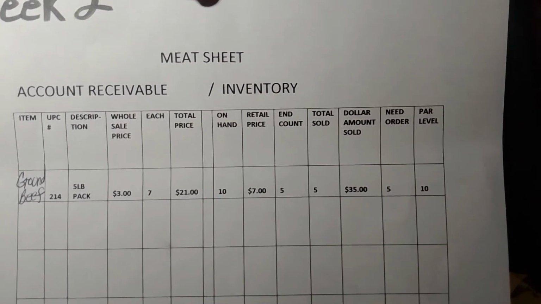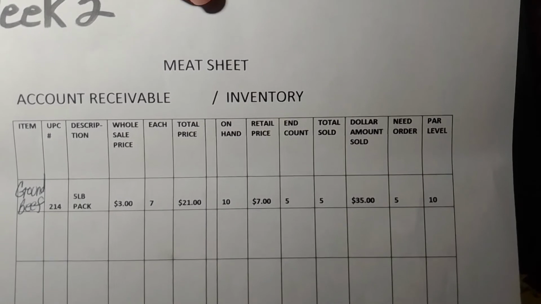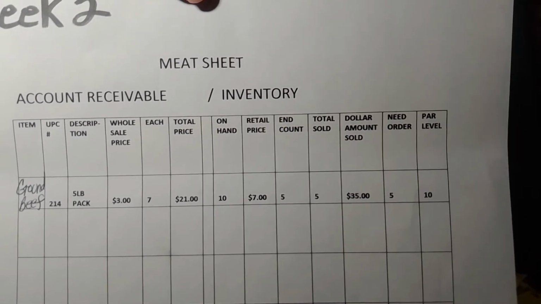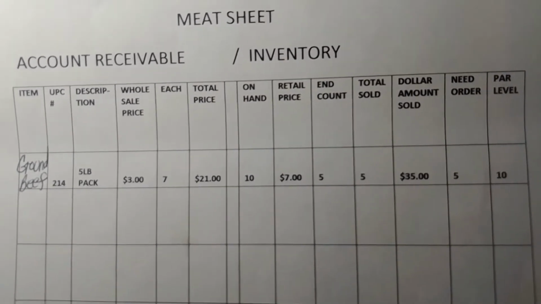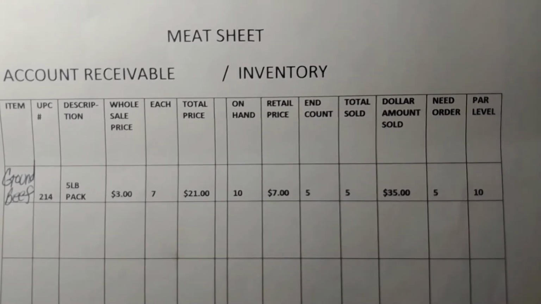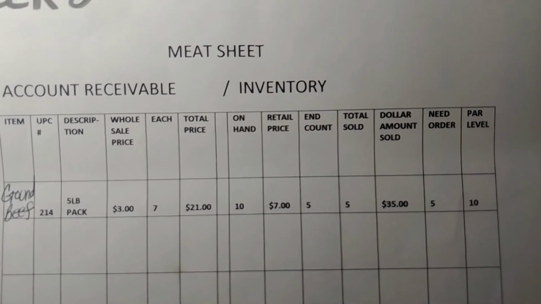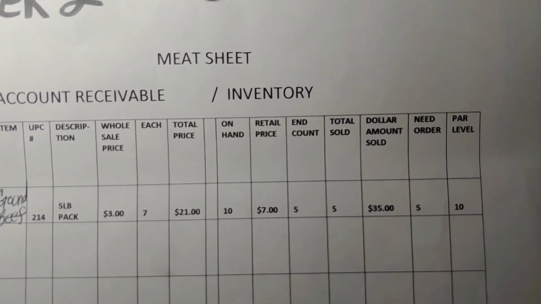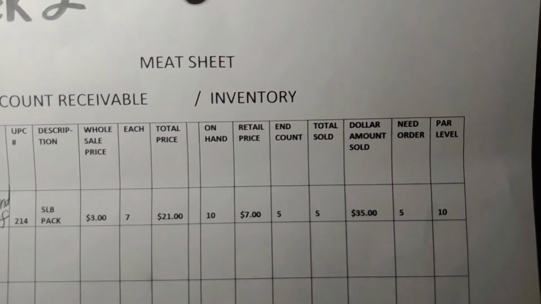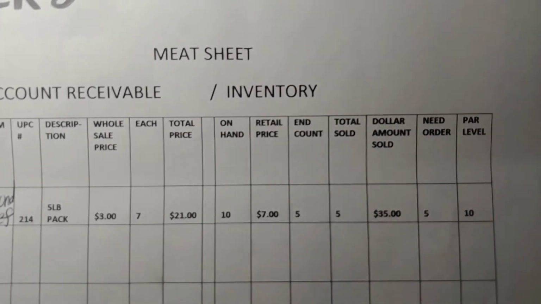So the total sold is 5. Because you started with 10. And when we counted, you only have 5 left, so that means you sold 5. The dollar amount sold is $35. And what do you need to order? 5. You need to order 5. Because you sold 5, so that means you need to order 5. Okay? So that's how that goes on there.